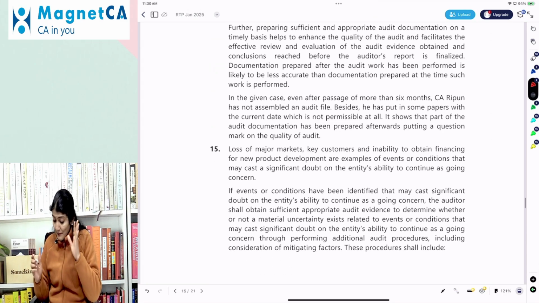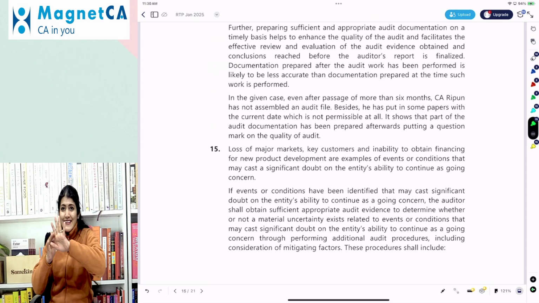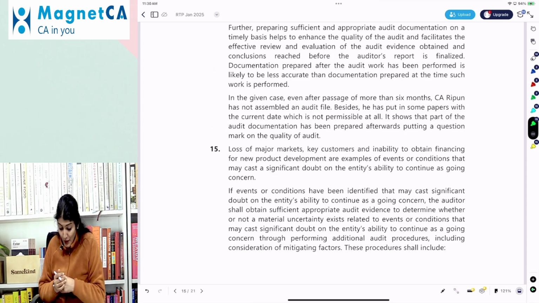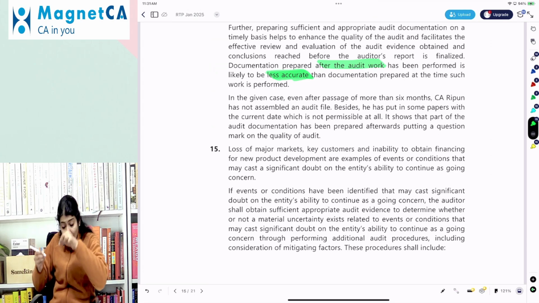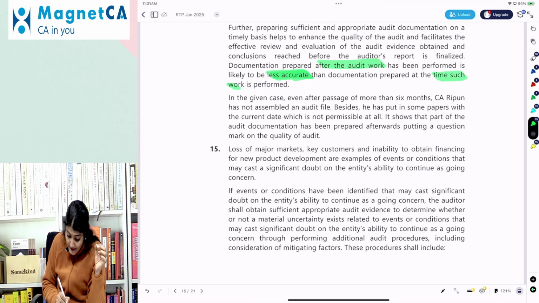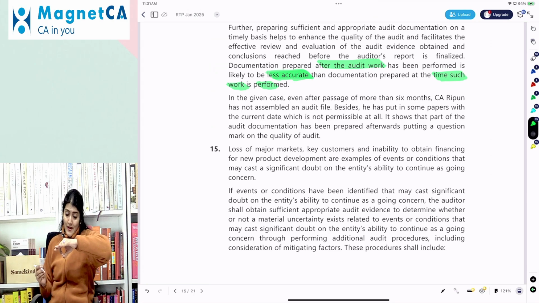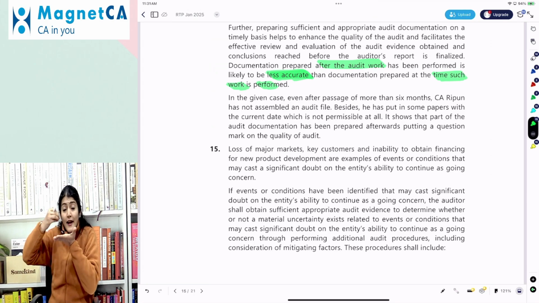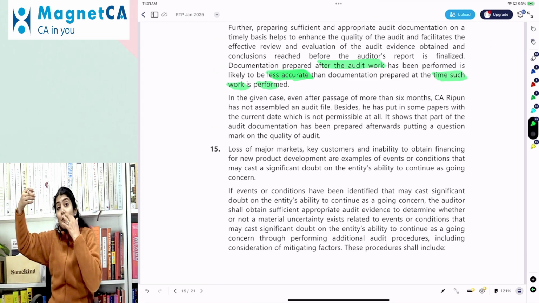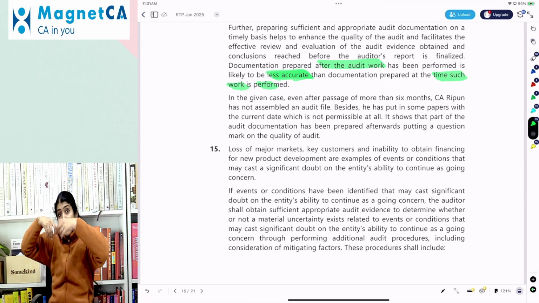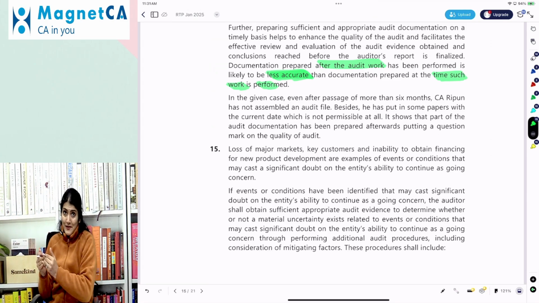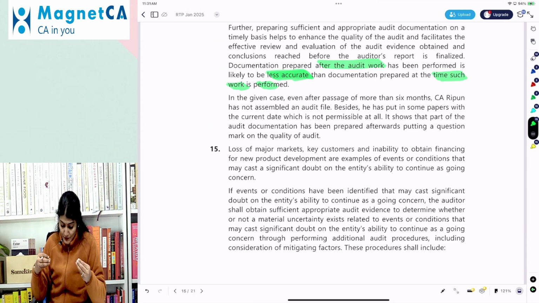This is a very beautiful sentence. I really like this sentence a lot from SA 230. Documentation prepared after the work has been performed is likely to be less accurate than the documentation prepared at the time when such work is performed. If today I check better, today I should document better rather than documenting it after 7 days. Because documenting what I have done today after 7 days will be less accurate as compared to documenting at the time when the work is being performed. Okay.